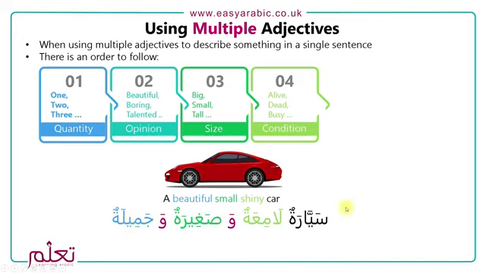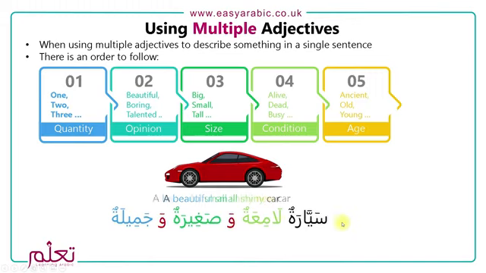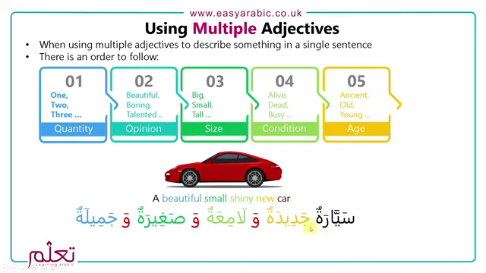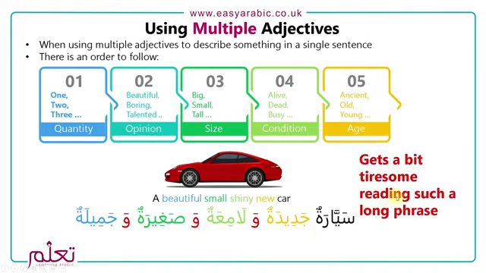Okay. Next one is age. If there is an age, so if we say a beautiful small shiny new car, it'll be سيارة جديدة ولامعة وصغيرة وجميلة. Now, this is getting a bit tiresome, reading such a long phrase. So the best thing is to limit it to 2 or 3. Otherwise you'll get tired of saying it. So yeah, keep it small and sweet.